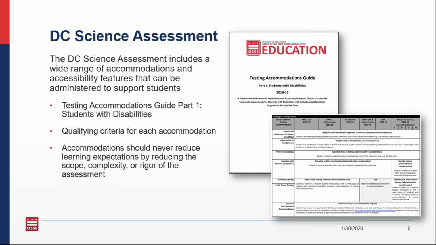So again, this is the Accommodations Guide for Students with Disabilities, Part 1. There is also a Part 2 for English learners, as well as a guide for administrative considerations. Again, it provides qualifying criteria for each accommodation, and it's also important to remember that when you're identifying accommodations, the accommodation should never reduce learning expectations by reducing the scope, complexity, or rigor of the assessment. This testing accommodation guide can be found on the ACC website as well.